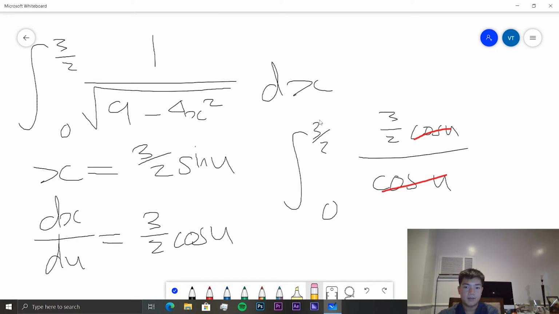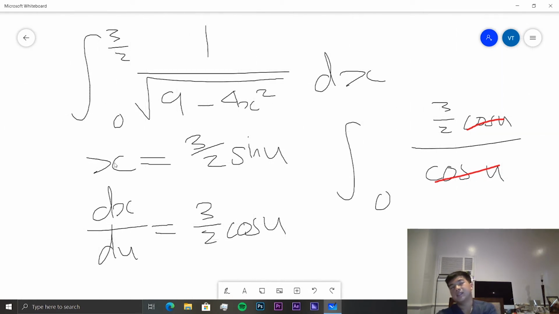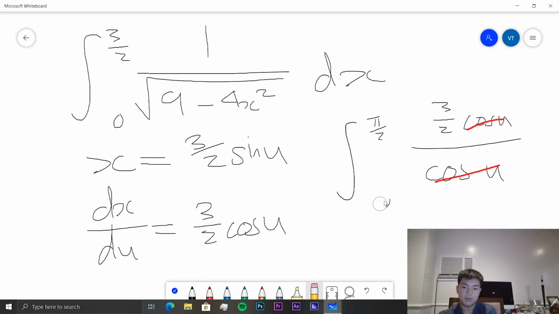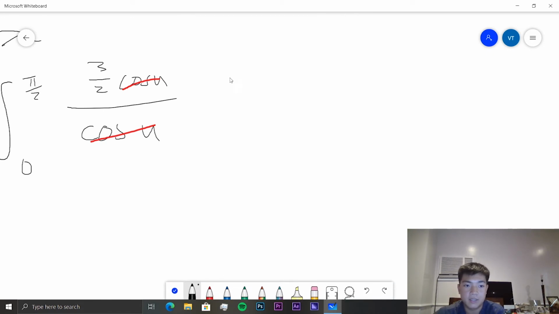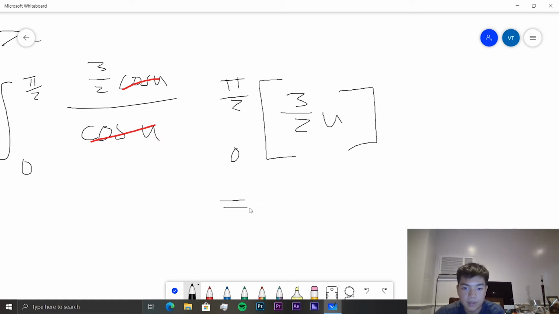So we have 1 is equal to sine u, so u is equal to pi over 2. And then 0 is equal to sine u, u is equal to 0. So these are fine bounds. And then we have this integral over here. So we need to get pi over 2 and 0 of 3 halves u. So this should be 3 pi over 4.